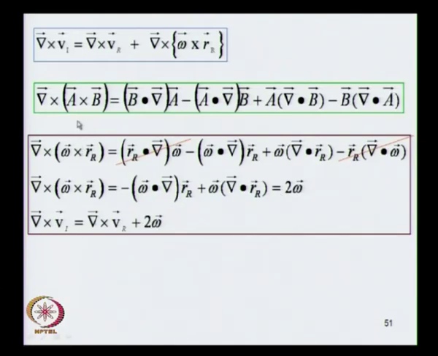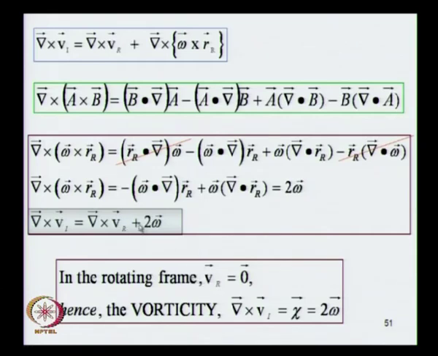So, now you have the result that the curl of the velocity in the inertial frame of reference is given by the curl of the velocity in the rotating frame of reference plus twice the angular velocity, and when this Vr is 0, when the velocity in the rotating frame is 0, the curl of a velocity in the inertial frame of reference is equal to twice omega. So, once again we find that from a linear velocity you get an angular velocity.